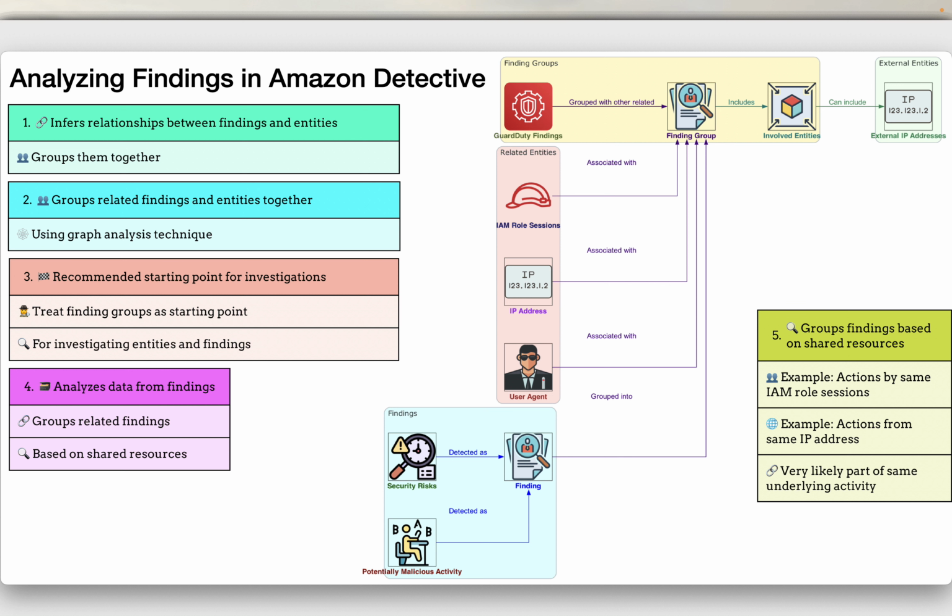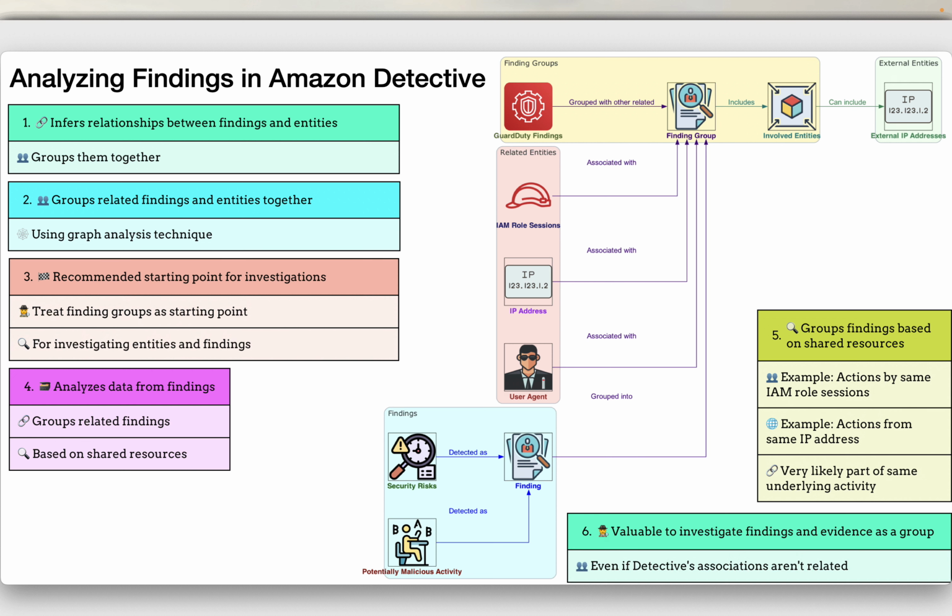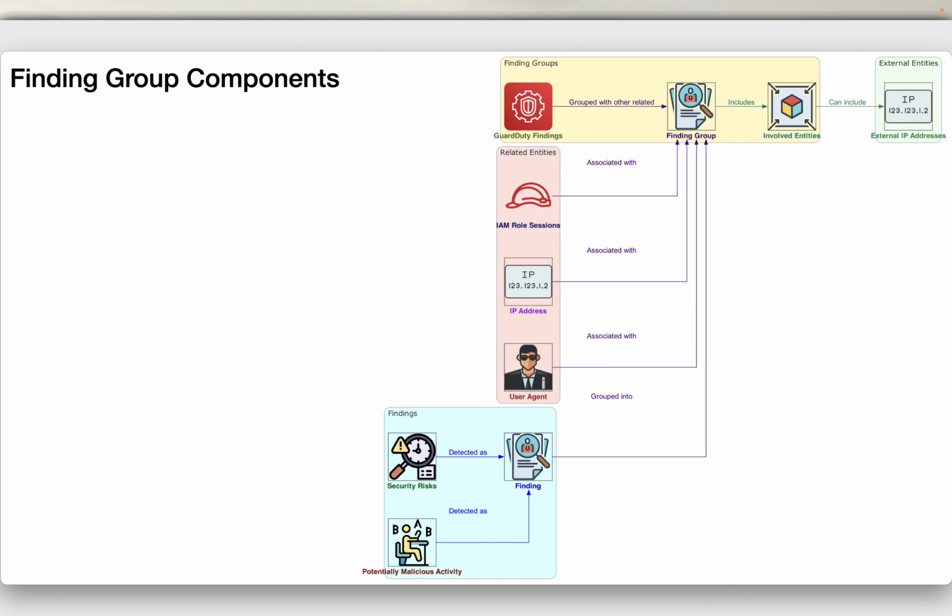For example, findings related to actions taken by the same IAM role sessions or originating from the same IP address are very likely to be part of the same underlying activity. It is valuable to investigate findings and evidence as a group, even if the associations made by Detective are not related. So let's see some finding group components.